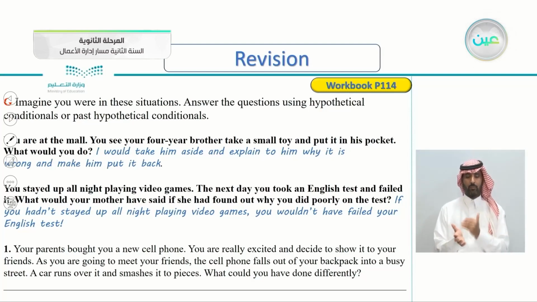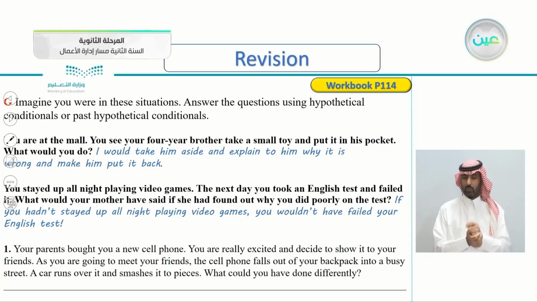So let's take number one now. Your parents bought you a new cell phone. You're really excited and decided to show it to your friends. As you're going to meet your friends, the cell phone falls out of your backpack into a busy street. A car runs over it and smashes it into pieces. What could you have done differently?